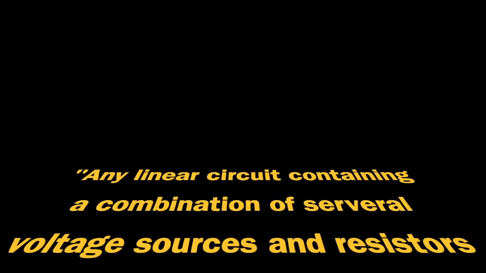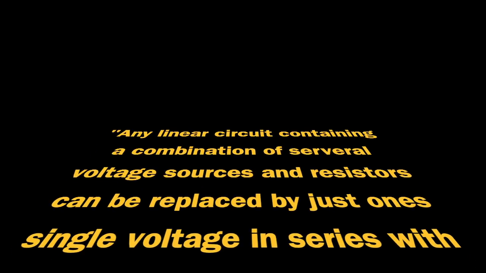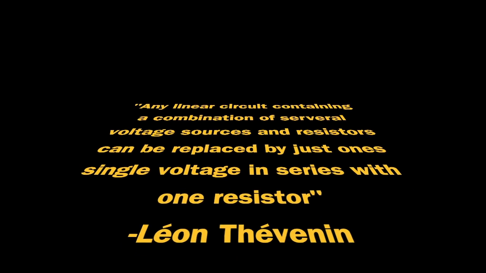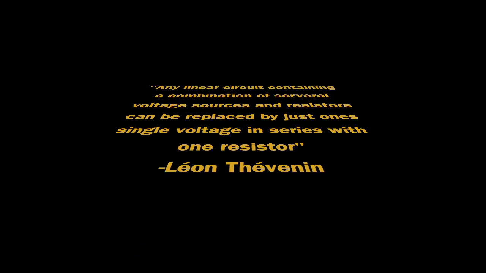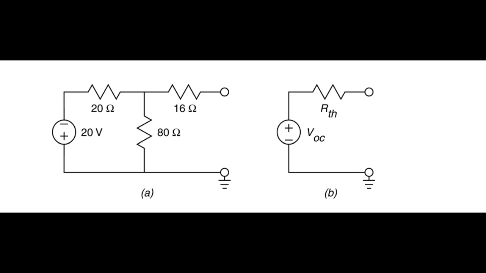Thevenin's theorem states that any linear circuit containing a combination of several voltage sources and resistors can be replaced by one single voltage source in series with one single resistor. Jumping straight into an example, here we see figure A, a circuit with 3 resistors and a voltage source. Using Thevenin's theorem, we'll transform this to the form seen in figure B.